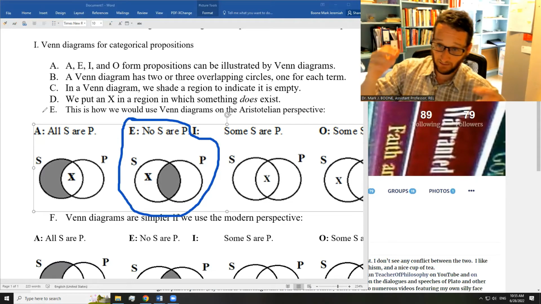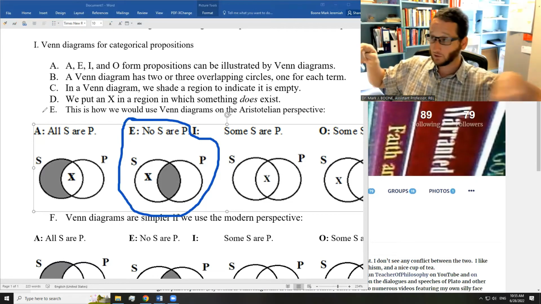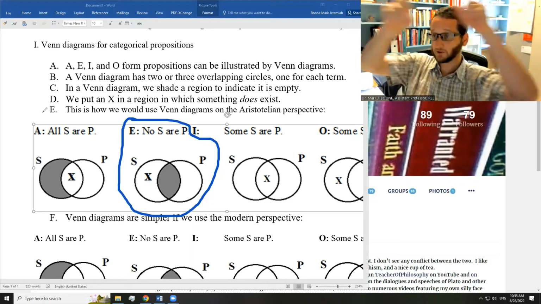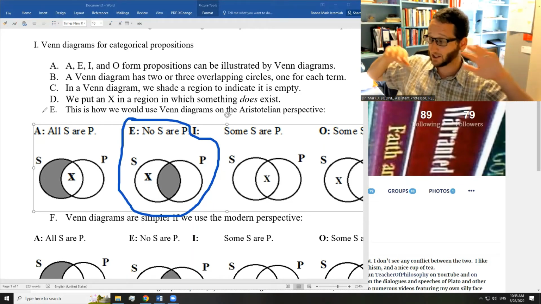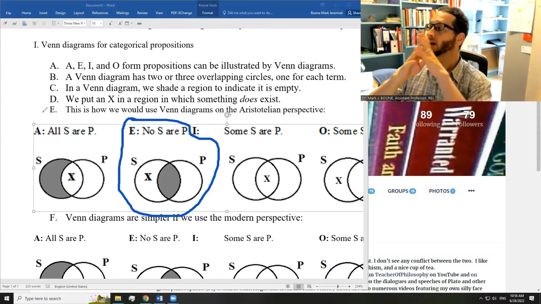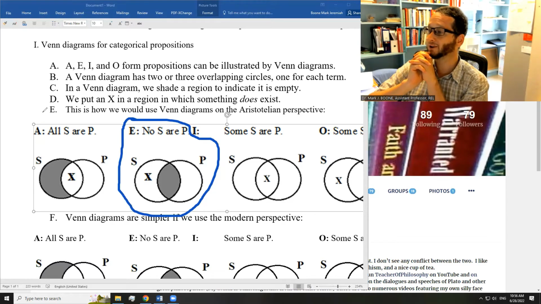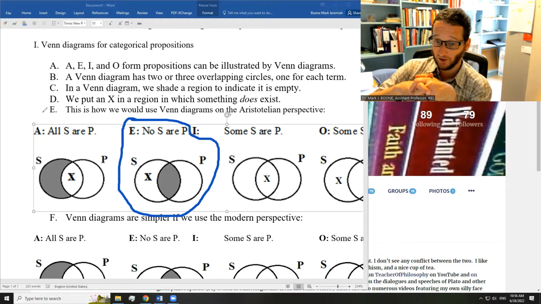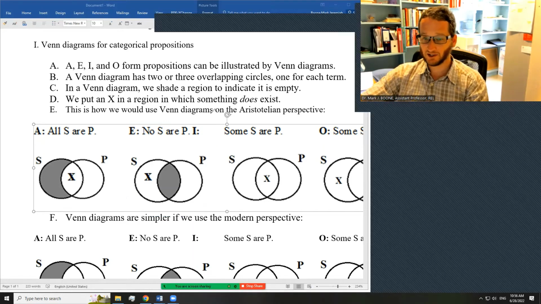If you're going to Venn diagram that statement using the Aristotelian perspective, you have two overlapping circles, one for guinea pigs, one for hamsters. The guinea pig circle goes on the left. And don't forget to label the circles. If I haven't said that explicitly, always label the circles. And you have the middle region, the overlapping region, shaded to indicate that nothing is a guinea pig and also a hamster. And then you put an X in the far left region, the S only region, indicating that some guinea pigs do exist. There are such things as guinea pigs, and nothing is a hamster and a guinea pig.